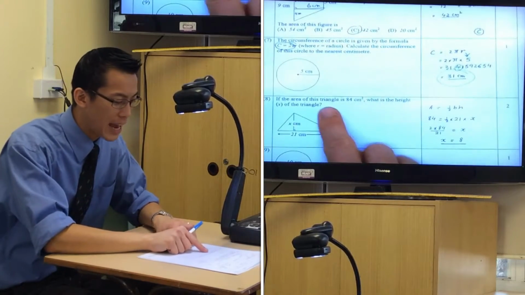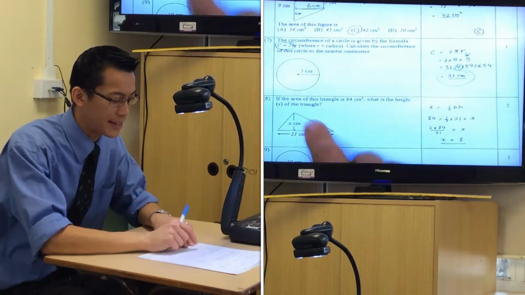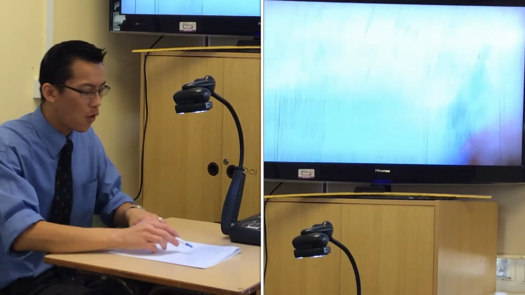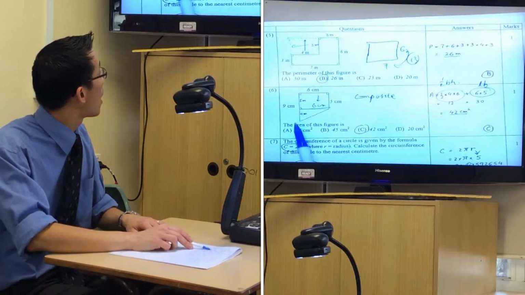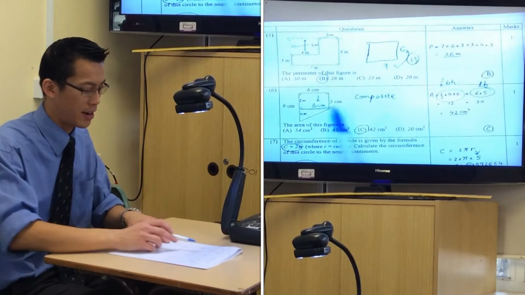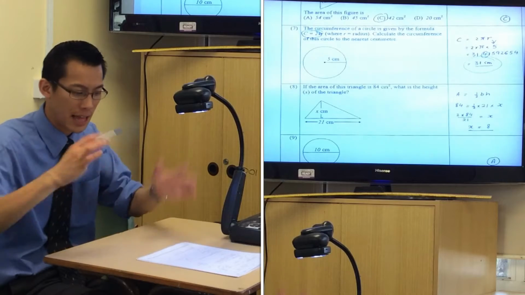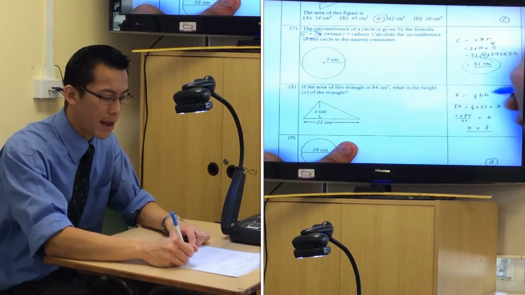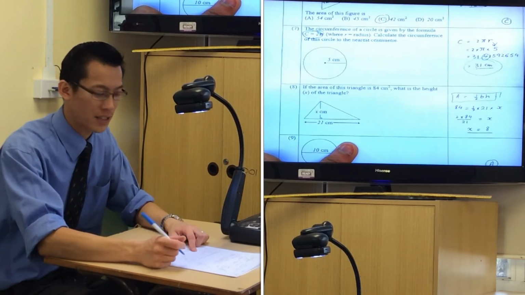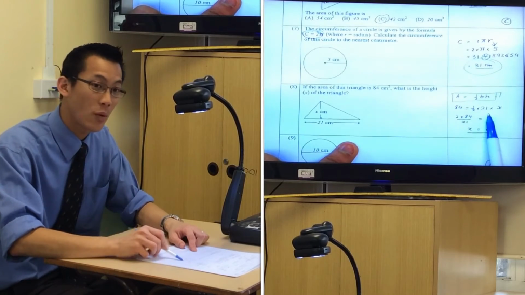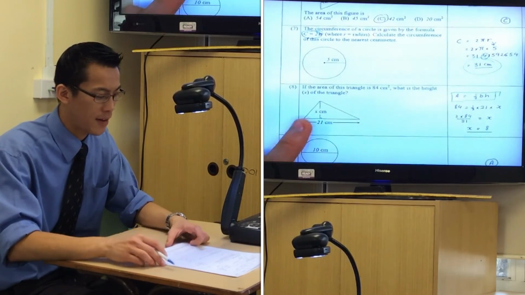The area of this triangle is 84 centimeters squared. What's the height? So here it was a bit tricky. Before, you had height and base, and then you worked out area. But here they give you area and base, and they want you to work out height. So it's a slightly different thing. You start by writing out the area formula, like so, and then you fit all the numbers in where they belong. And that gives you your final answer.